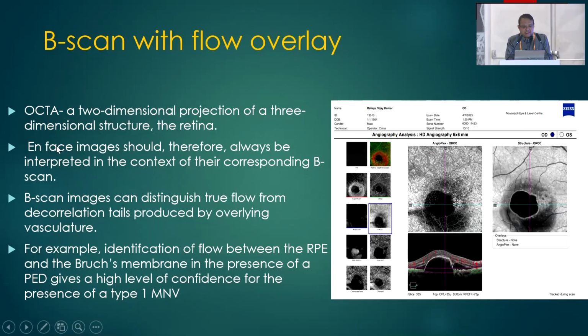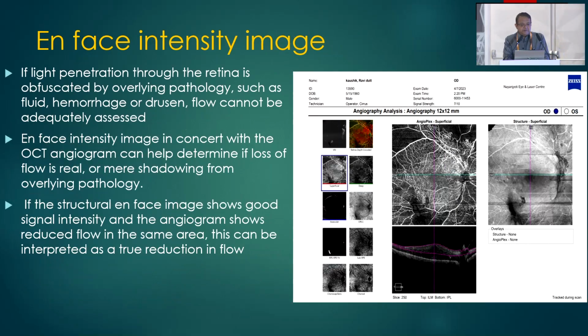B-scan overlay is a two-dimensional projection of the three-dimensional structure of the retina. An en face image should therefore always be interpreted in the context of the corresponding B-scan. Like this, you have a membrane here. To see the flow here, you have to see these green dots, which are the choroidal vasculature. So you know that what you are seeing corresponds to the blood flow. So you can correlate, yes, you are looking at the right structural deformity.